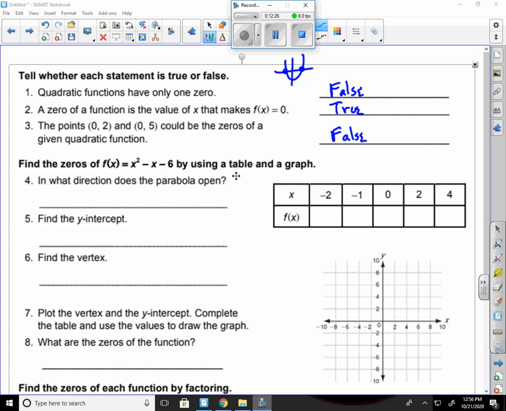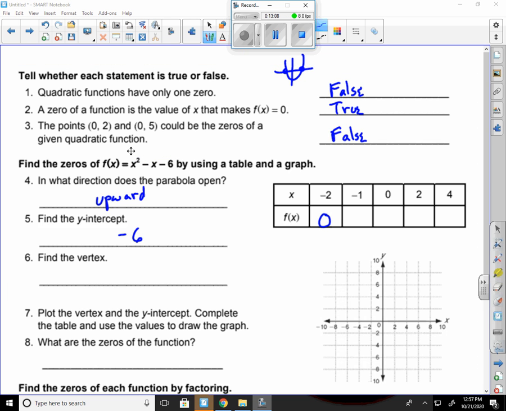In what direction does the parabola open? So as soon as I see that this is a positive x squared, it tells me that it opens upward. Find the y-intercept. In order to do that, all I need to do is look at the last number. That would be negative 6. Find the vertex. So now we can fill out our table. So I start by doing negative 2 squared, which is 4, minus a negative 2. Anytime you subtract a negative, it becomes a positive, minus 6. 4 plus 2 is 6, minus 6 is 0.